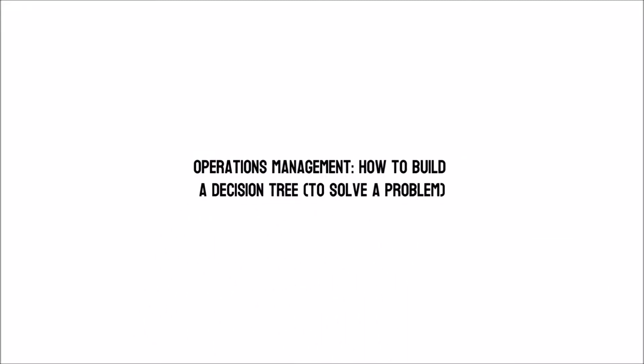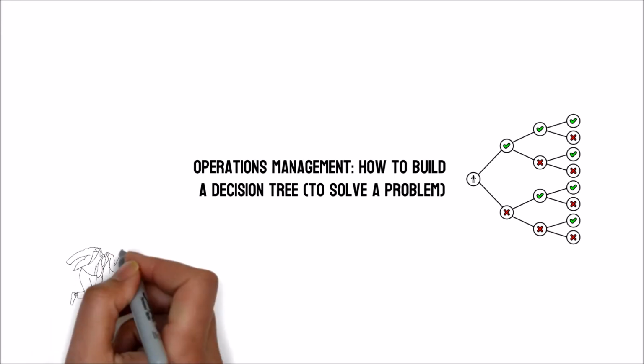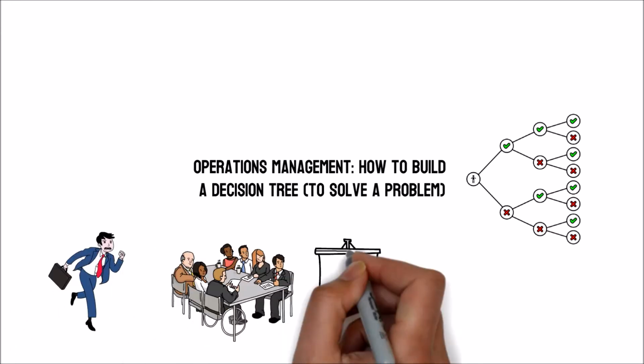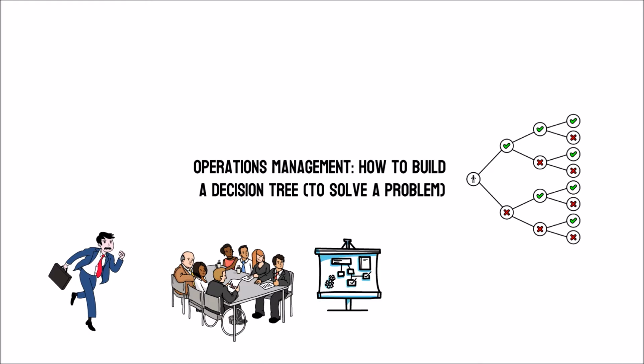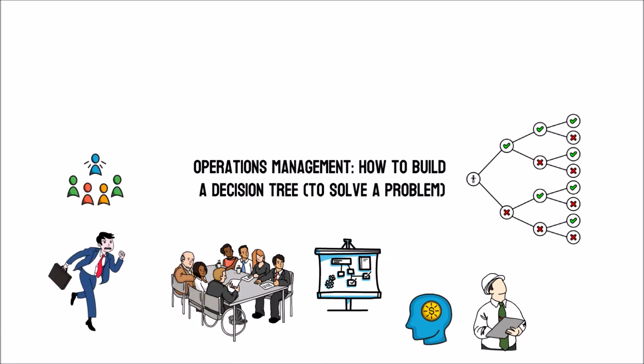Operations management. How to build a decision tree to solve a problem. In today's fast-paced world, when management needs to decide things like what objectives their company will follow, what assets they will employ, and who will do each essential task, feature selection plays a vital role in the planning.